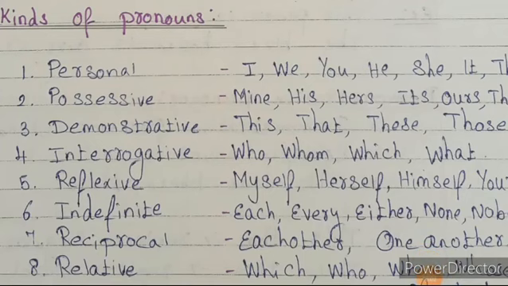Next, let's go through the kinds of pronouns. What are the kinds of pronouns, children? Personal pronoun, possessive pronoun, demonstrative, interrogative, reflexive, indefinite, reciprocal, and then relative.